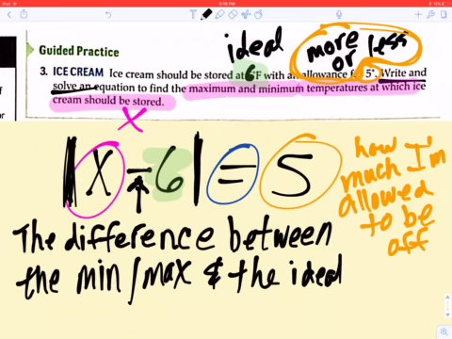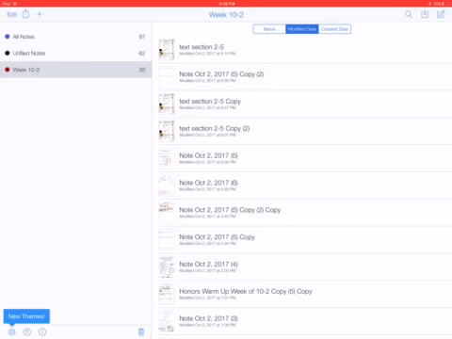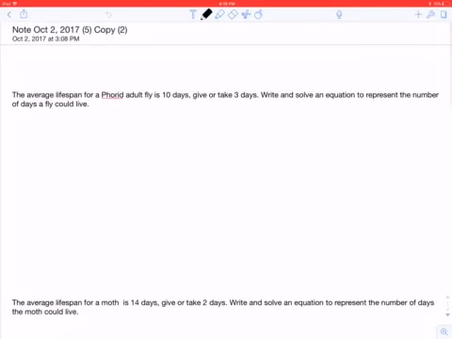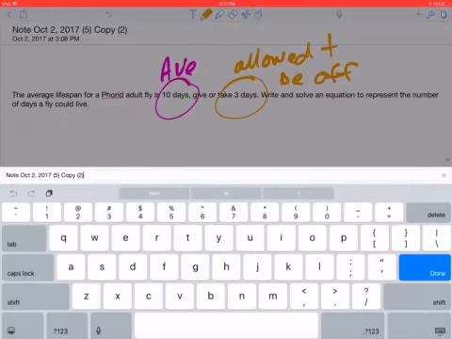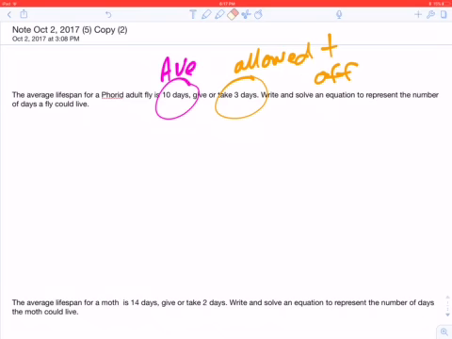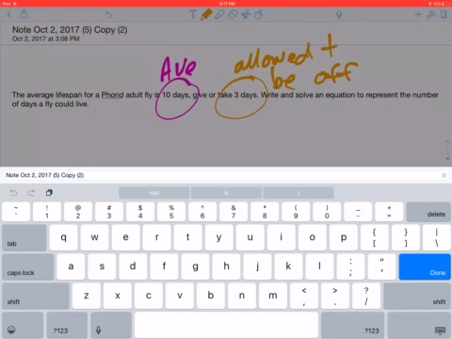Right now, I just want to show you how to set these equations up, so I'm going to show you a couple more examples that I came up with. The average lifespan of an adult fly is 10 days, so this is our average, like the ideal, what's normal, give or take 3 days. This is how much we're allowed to be off. We can be off by 3 too many, or by 3 too few.